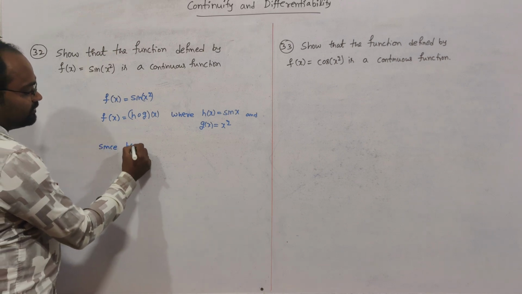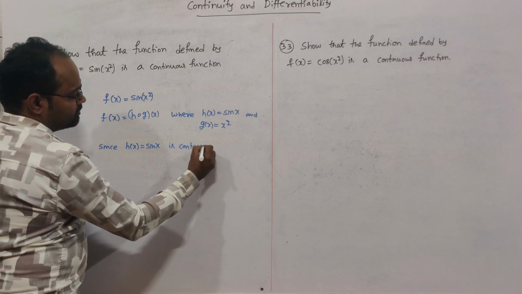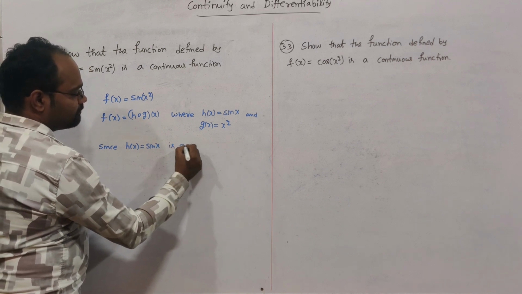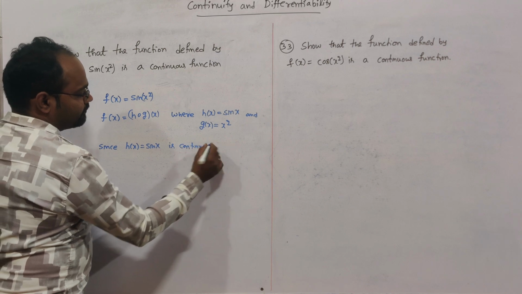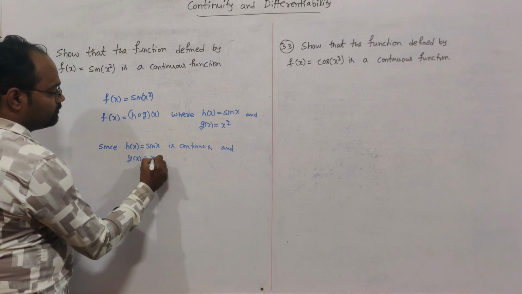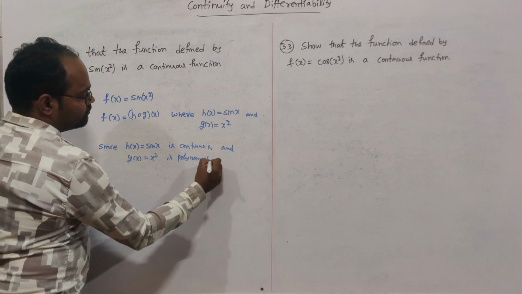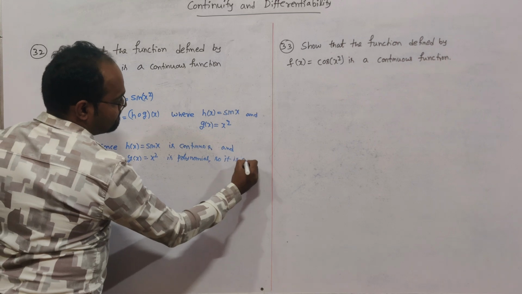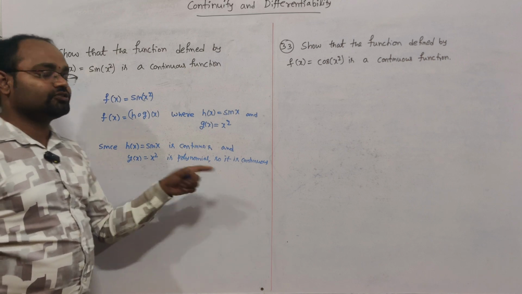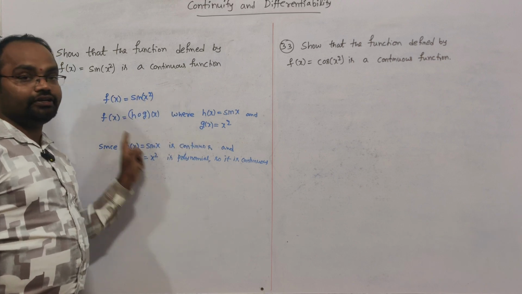Since h of x is equal to sin x is continuous, we have proved it, and g of x is equal to x square is also a polynomial, so it is continuous. So we have proved that trigonometric functions are continuous, and x square, a polynomial, is also continuous. Therefore it is the composition of two continuous functions.